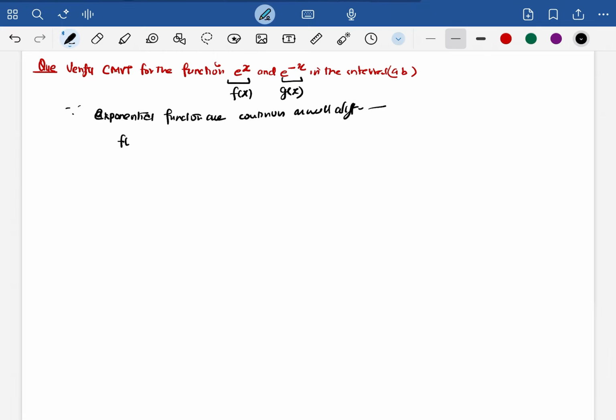So can we say our f(x) is equal to e to the power x and g(x) is equal to e to the power minus x. Okay, so f dash x is nothing but e to the power x, and g dash x is equal to e to the power minus x, and it will be multiplied by minus 1.